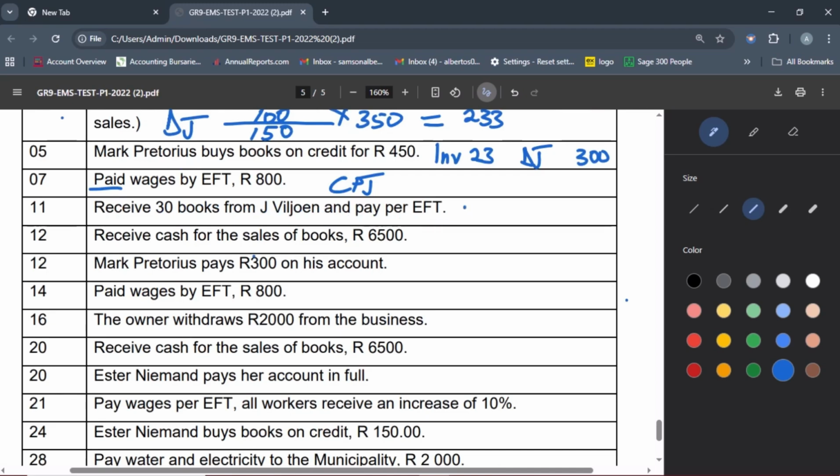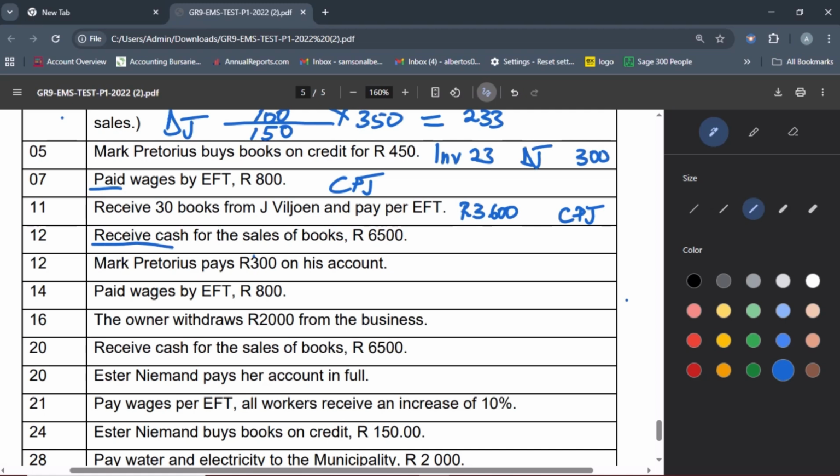Here you must have an amount. So I'm going to put an amount of 3,600. Okay, I'm including the amount. Whenever you are paying, we should also get the amount. So we received books from J Fluin, which is the supplier, and paid per EFT 3,600. That will become CPJ.